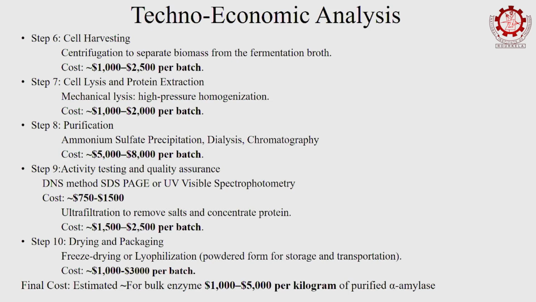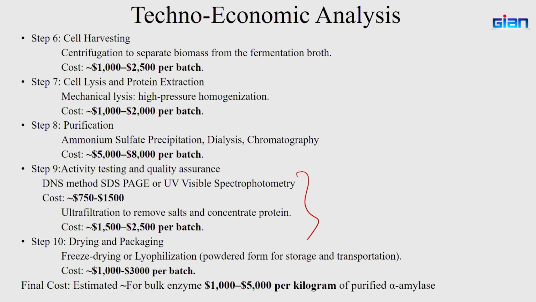For the quality assurance, we are using a UV visible spectrophotometer, which is a one-time cost of around $750 to $1,500. And ultrafiltration for the high grade, we have to do the ultrafiltration to remove the salts and concentrate the proteins. It was found to be $1,500 to $2,500 per batch. And drying and packaging, done by freeze drying or lyophilization in powder form for convenience of transport and storage, was found to be $1,000 to $3,000 per batch.